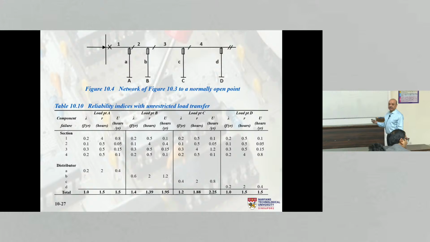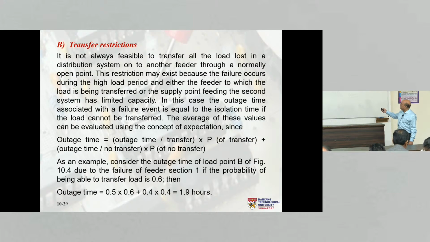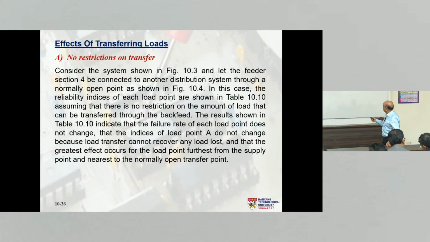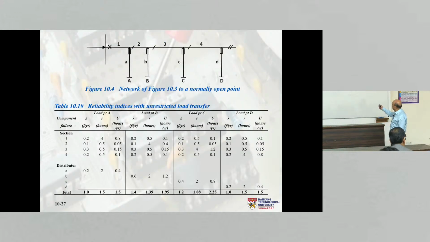So this changes the paradigm completely because now I have got another source of power and we can expect the reliability to improve, correct? So this is what we are after now. Transfer restrictions. We want to see how the transfer takes place. Here, no restrictions on transfer first, and then we will assume some restrictions on transfer. So this normally open point will supply power whenever you want it to supply power, no restriction. That's the first case I'm talking about. Then we'll see how the restriction case happens.